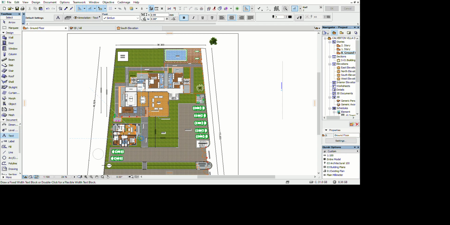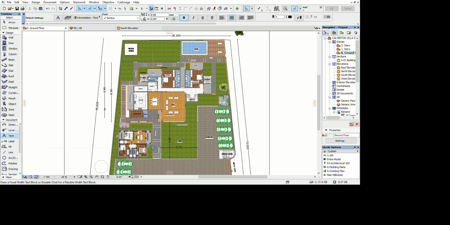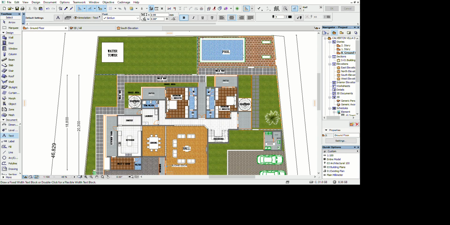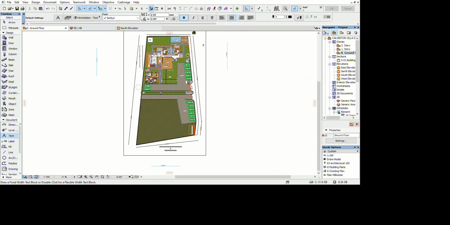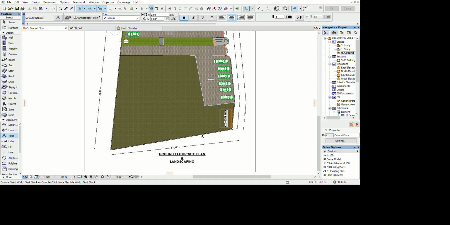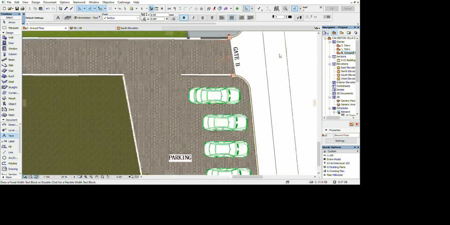Yes, after the first draft that was made, we had some changes that were suggested by the owner to be made on the design of the villa, and I want to take us through the few changes that were made on the villa. So as you can see on the plan, the first change that was made, let me start from the part B of the compound, that is for gate B.